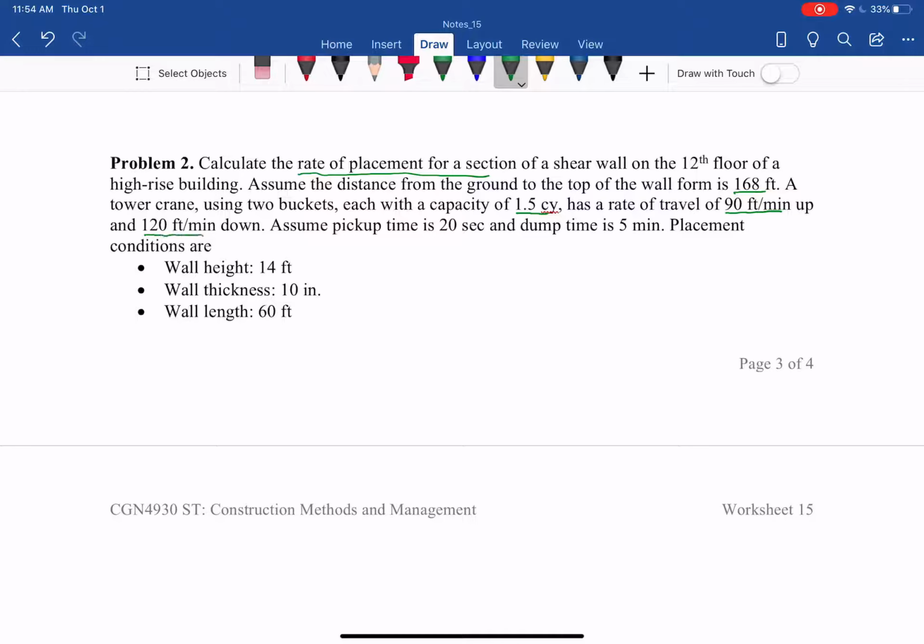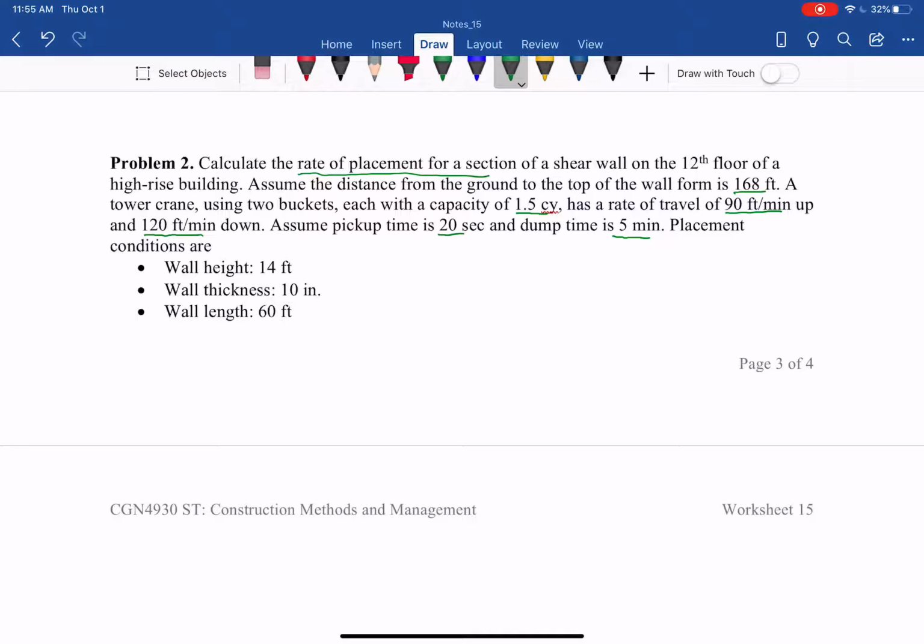And with the empty bucket going down, the speed is higher, 120 feet per minute down. Assume the pickup time is 20 seconds, so go down, pick up the bucket, and then the dump time is 5 minutes on the 12th floor. And the placement conditions: they give us the wall thickness of 10 inches, wall height 14 feet, and the wall length is 60 feet.